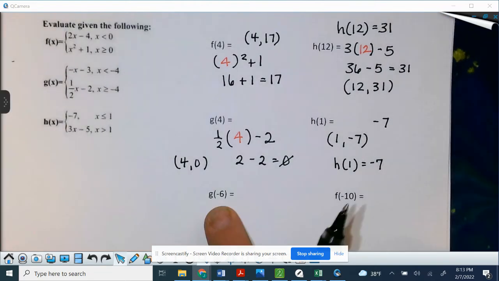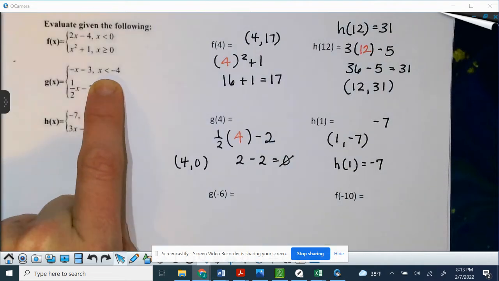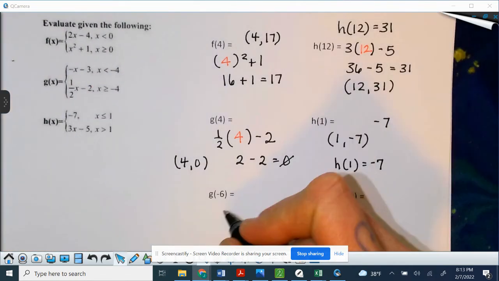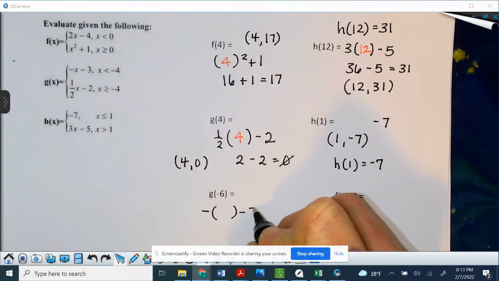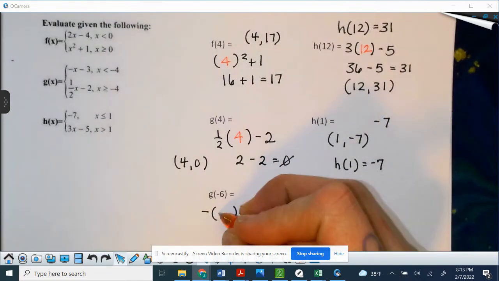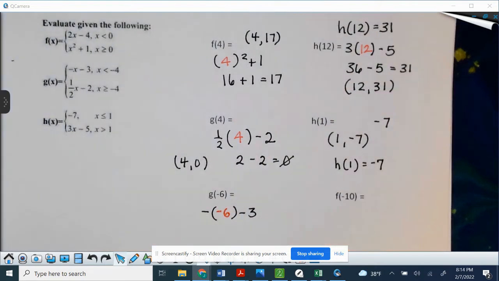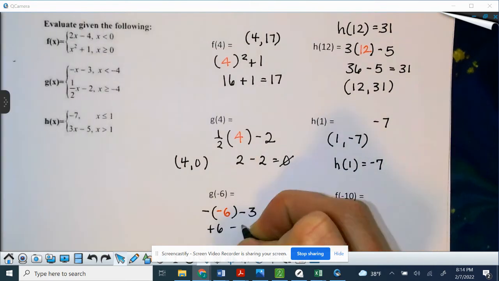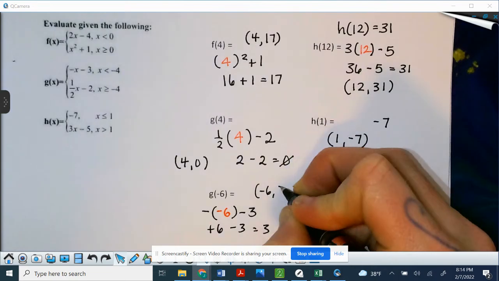All right, so g of negative 6. So we're going to go to the g function. Is negative 6 greater than or equal to negative 4, or less than negative 4? Negative 6 is working towards the left, so that is less than negative 4. So we're going to use negative times (x minus 3). I use those parentheses to make sure in this exact case that I don't leave out one of the negatives, because double negatives make a difference, and that actually becomes a positive 6. Minus 3 is going to give us a positive 3. So when x is negative 6, y is going to be positive 3.